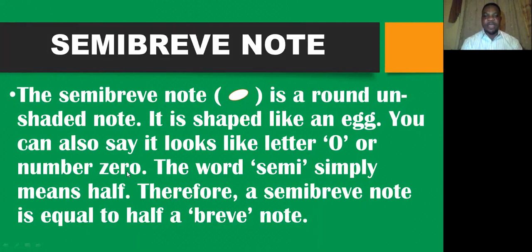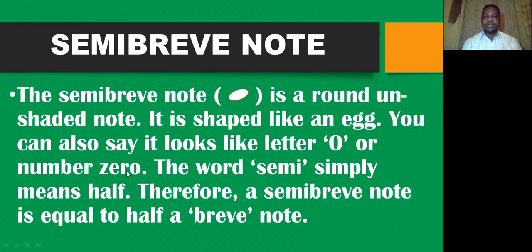Now the first description is it is a round unshaded note. You can also say it is shaped like an egg. You can as well say it looks like letter O or number 0. So that is the semibreve note.